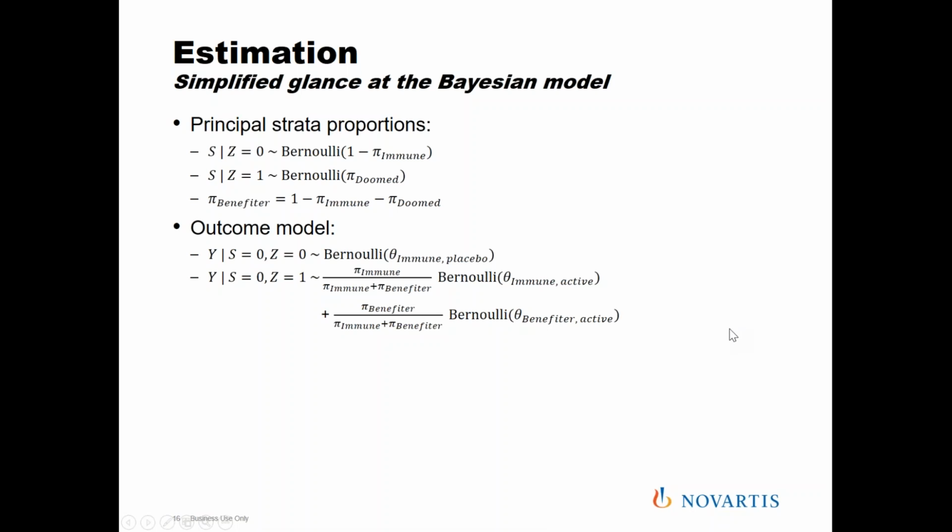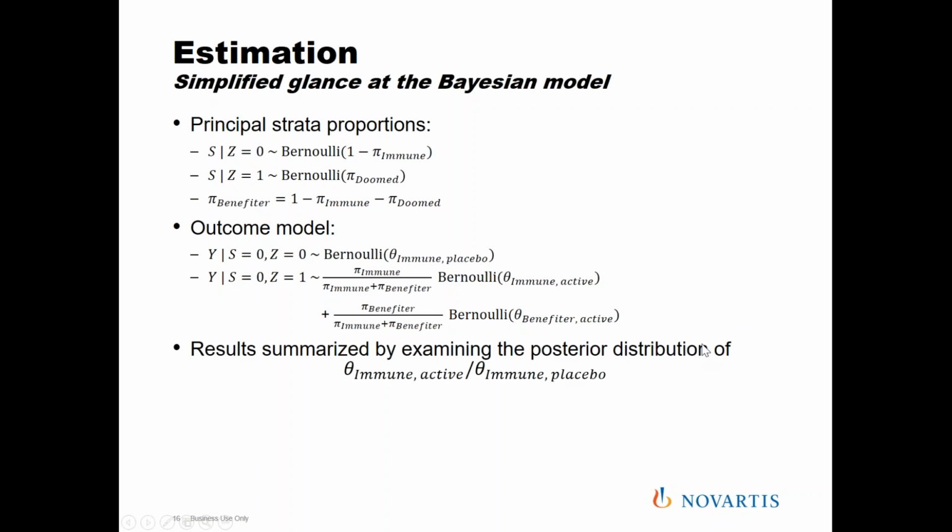So you set it up like this, you do your MCMC sampling, and you get posterior distributions for the pi's and the thetas, and then we can summarize an estimate for our estimand of interest by examining the posterior distribution of the ratio of theta among immune actives over theta among immune placebos.